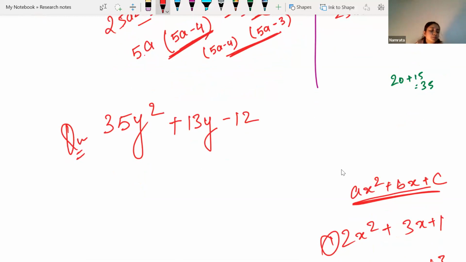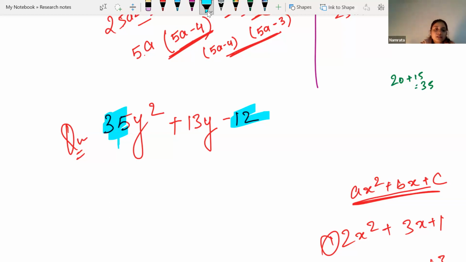First thing first, we will multiply a with c. When you multiply a with c, it will be a larger number. So again, I am suggesting you, please don't do the multiplication. Try to break this 35, try to break this 12, and from the broken form, make two such factors which after adding or maybe after subtracting will give 30.